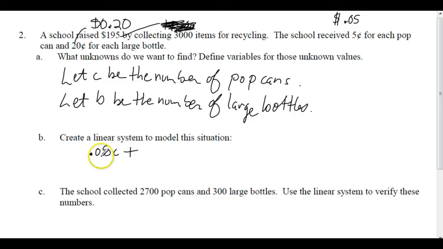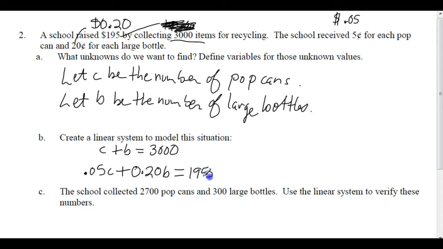And actually, before we do that, we should model, so let's just move this down. We should model the fact that we collected 3,000 items for recycling. So C plus B, the number of cans and the number of bottles, is 3,000. The value of the cans is 0.05 times C. The value of the bottles is 0.20 times B, and the total value of cans and bottles is 195.